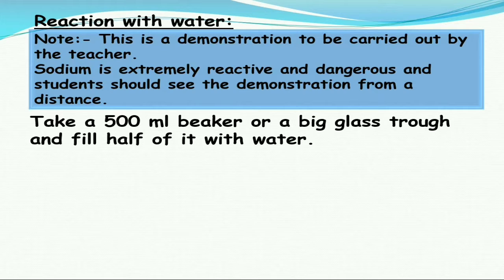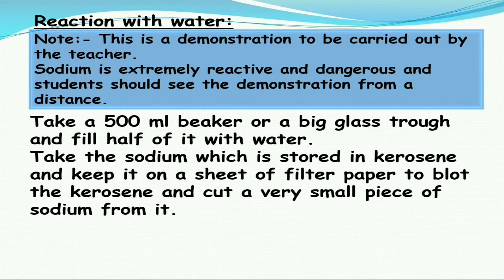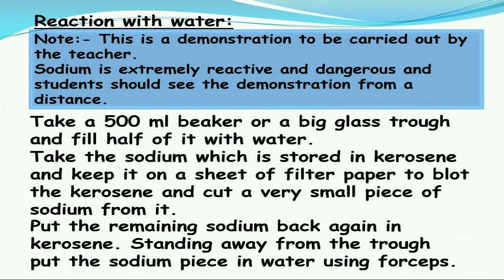Take a 500 ml beaker or a big glass trough and fill half of it with water. Take the sodium which is stored under kerosene and keep it on a sheet of filter paper to blot the kerosene, and cut a very small piece of sodium from it. Put the remaining sodium back again in the kerosene and, standing away from the trough, put the sodium piece in water using forceps. Let us see this.